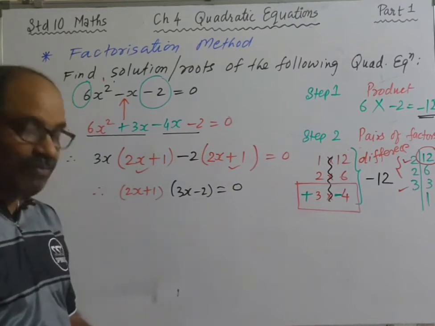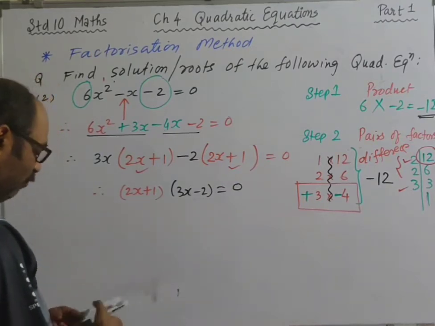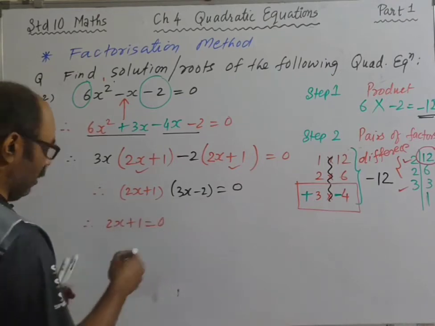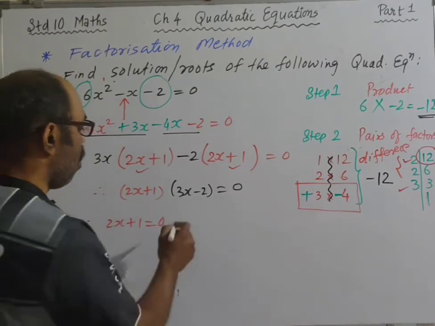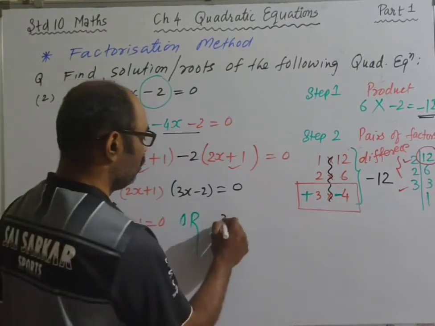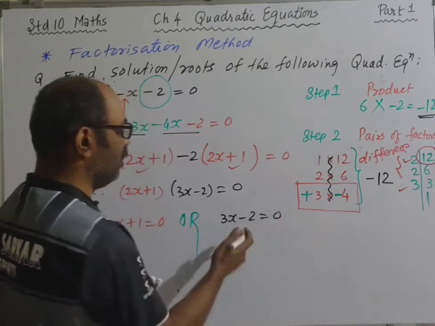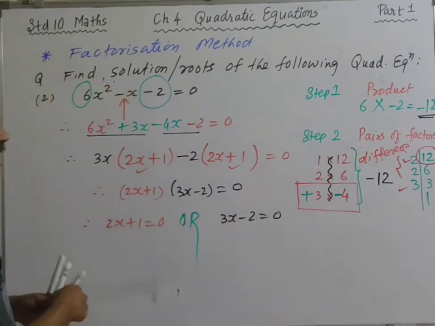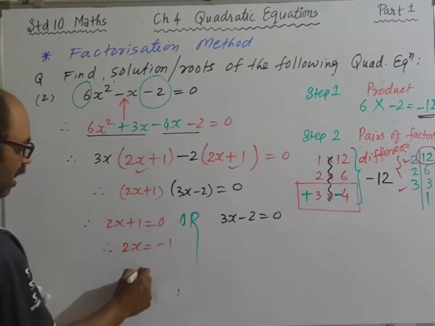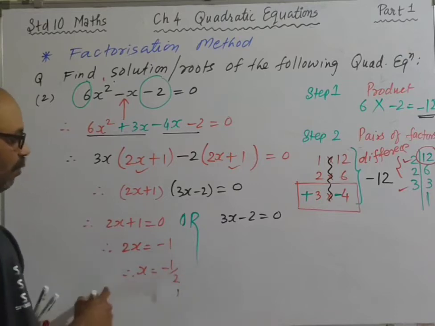Use property of real numbers. So therefore 2x plus 1 equal to 0 or 3x minus 2 equal to 0. Now you don't need to write the bracket, that will do. Correct. Now solve this. Therefore 2x is equal to minus 1. Therefore x is equal to minus 1 upon 2.